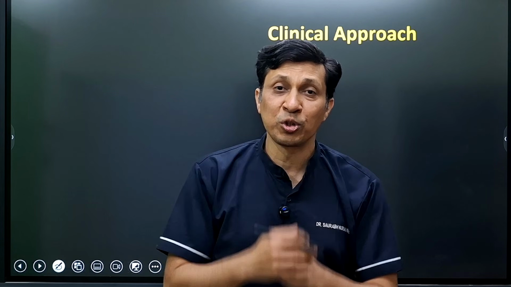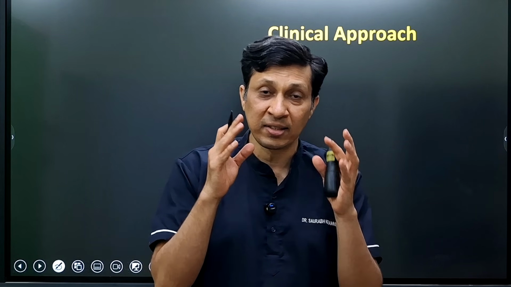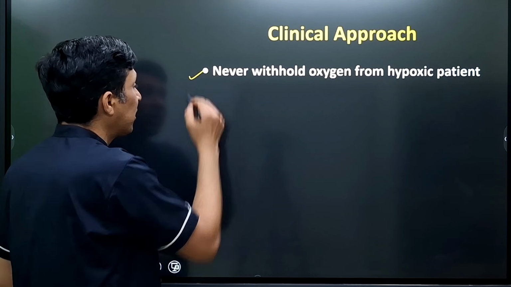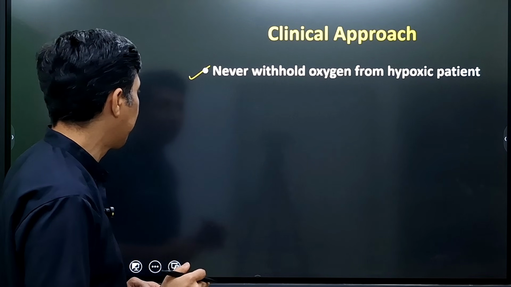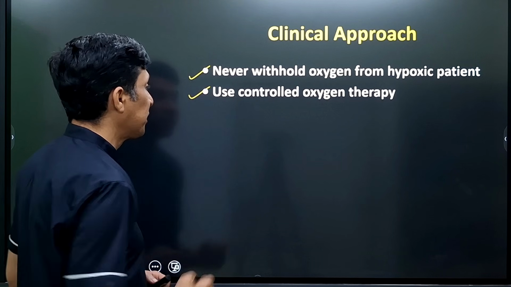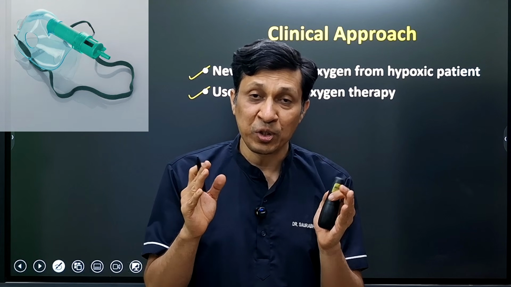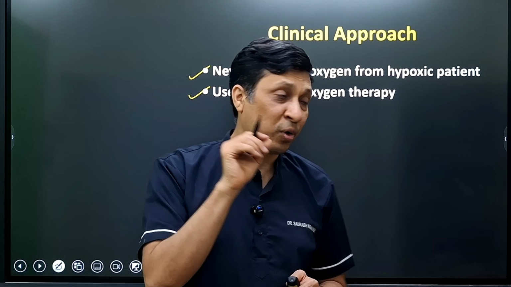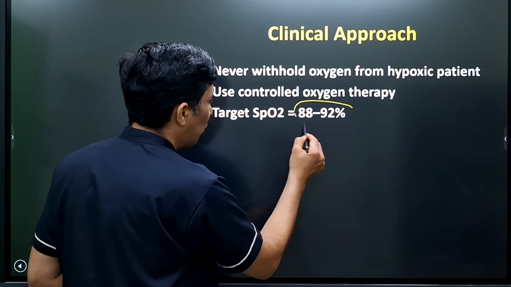Now what should you do if a patient of COPD comes to your hospital and saturation is 70%? Should you not start oxygen to this patient? Let's see what you can do. Never withhold oxygen from a hypoxic patient even though the patient has COPD. Use controlled oxygen therapy. You should use a Venturi mask, or if there is no Venturi mask, you can use nasal prongs with very low flow rates of oxygen. You should target an SpO2 of 88 to 92%.